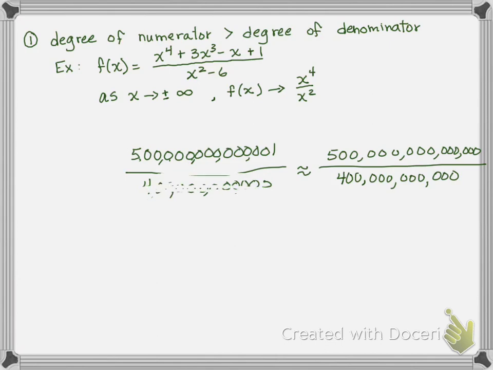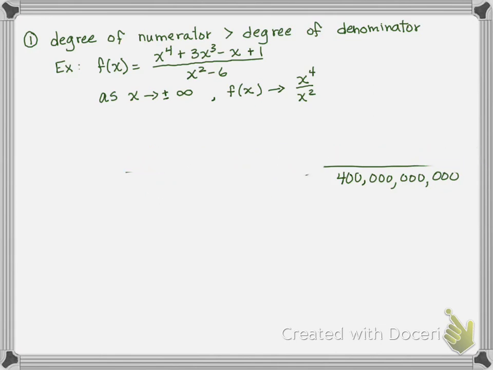So even if x is 10, for instance, would this be applicable? No. This is only applicable as we approach infinity and negative infinity. So that's why we say as x approaches positive or negative infinity, we are not saying that that function is equal to x to the fourth over x squared. We're just saying that when x gets really, really, really big, that function behaves in the same way as x to the fourth over x squared.